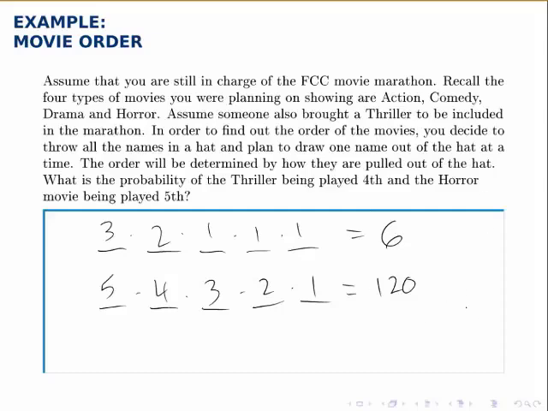So if we divide 6 by 120, that's the probability. And of course we can simplify that fraction down to 1 over 20, or write it as a decimal, which is 0.05. So there's a 5% chance that if we randomly organize the movies, the thriller will end up in the 4th slot and the horror movie will end up in the 5th slot.